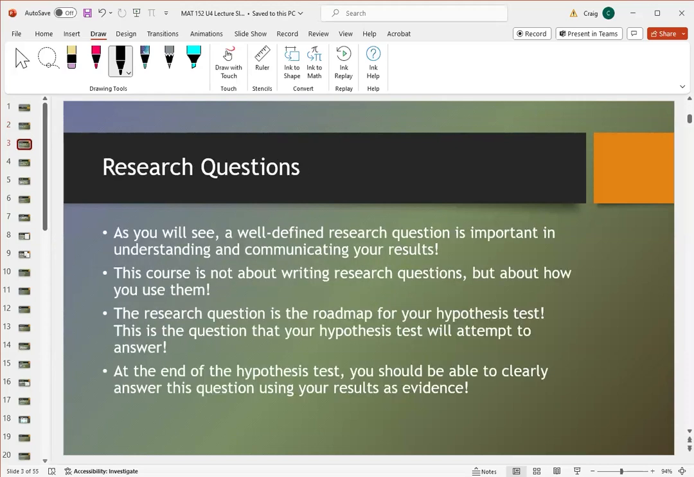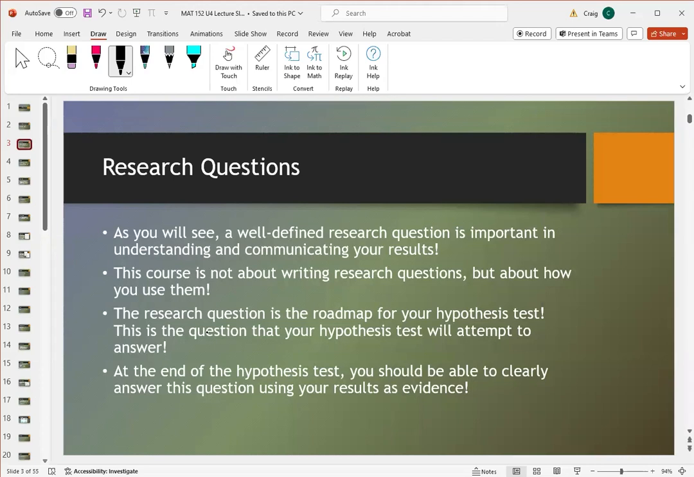Now, as you will see in any research that you read, it's really important that you have a well-defined research question in order to understand the data you collect and in order to communicate the results of your findings. This course has nothing to do with writing research questions, but you're about to learn how to use a hypothesis test to answer those research questions.